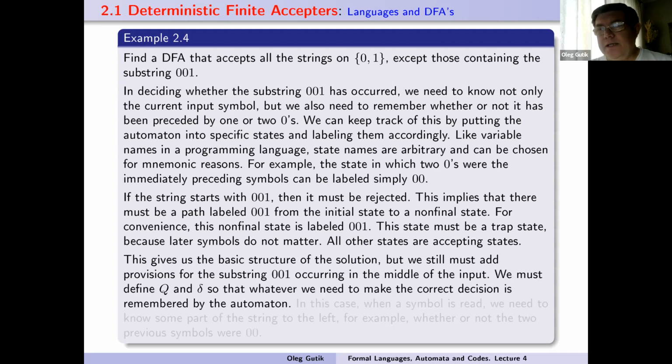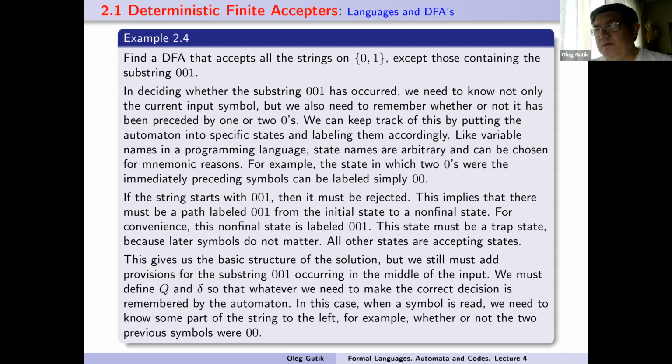We must define the states Q and transition function delta so that whatever we need to make the correct decision is remembered by the automaton. In this case, when a symbol is read, we need to know some part of the string to the left, for example, whether or not the two previous symbols were 00.